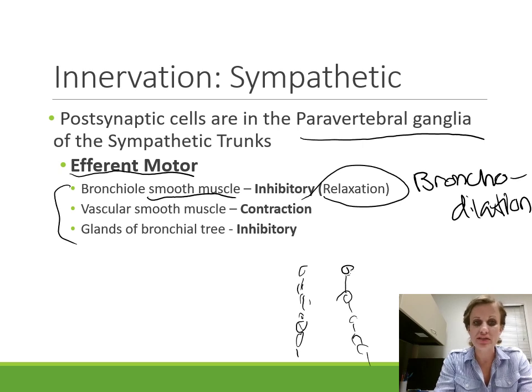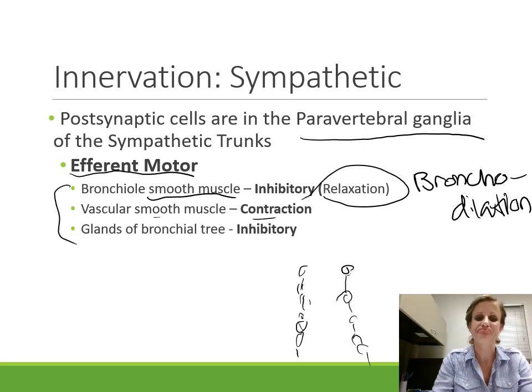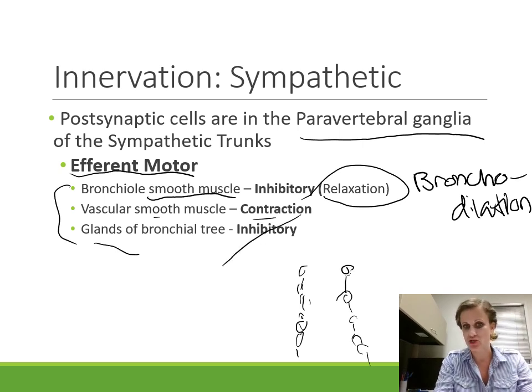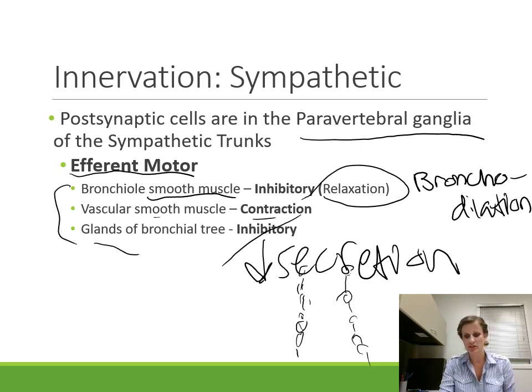The sympathetic nervous system causes contraction of the vascular smooth muscle. Okay, so that's going to cause vasoconstriction, or constriction of the vessels. Constricting the vessels is going to increase the pressure and force the blood forward through the vessels. And sympathetic stimulation to the glands in the bronchial tree inhibits secretions, right? So we decrease mucus secretions via the sympathetic nervous system.